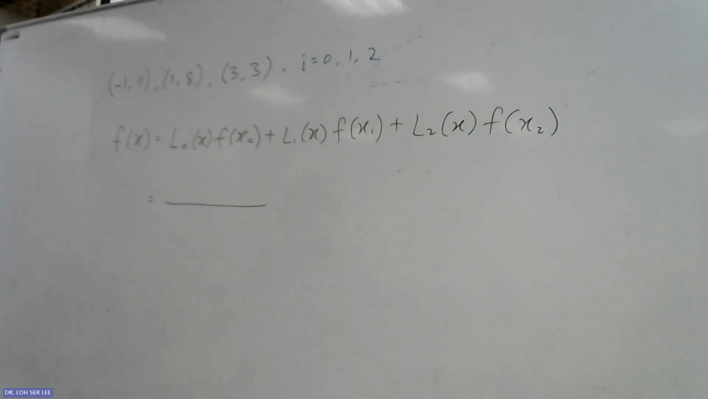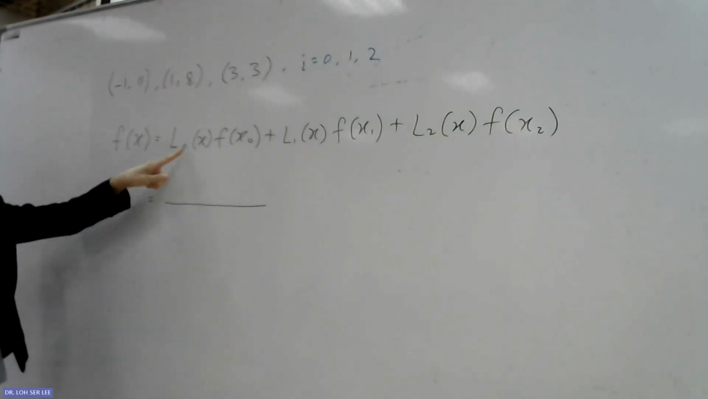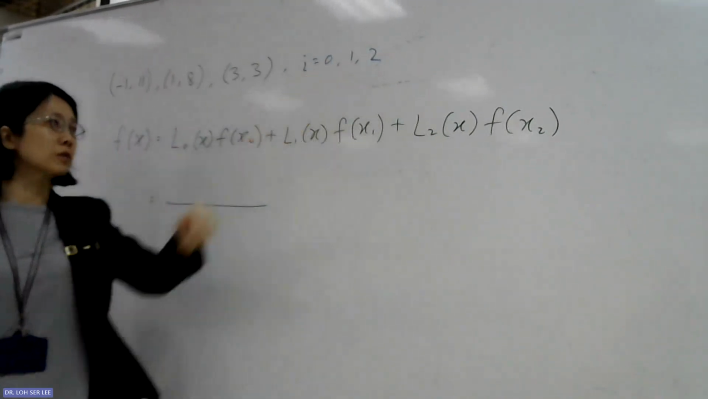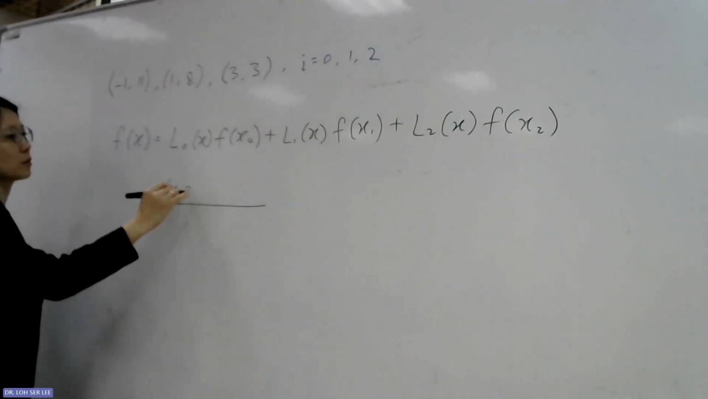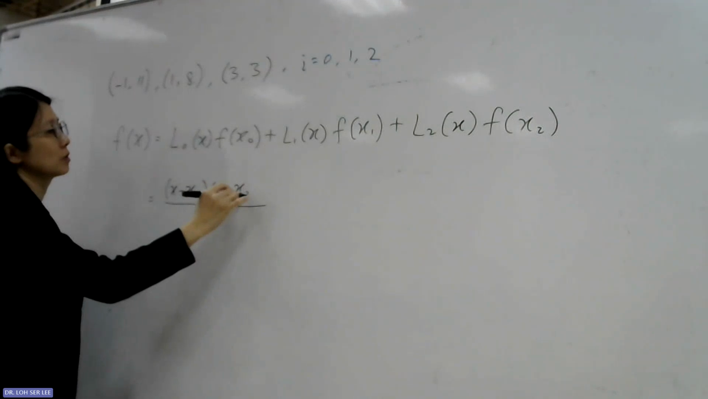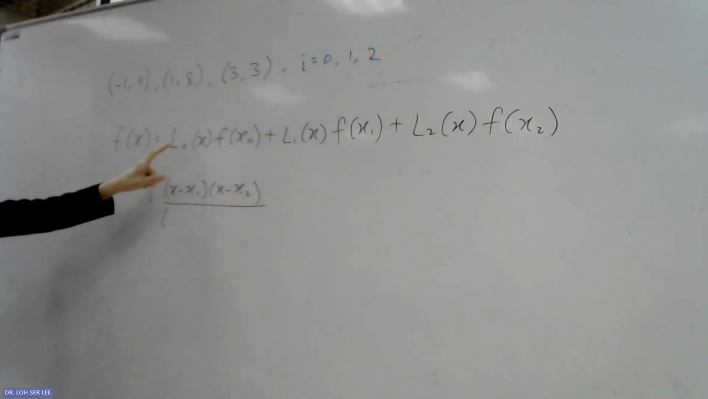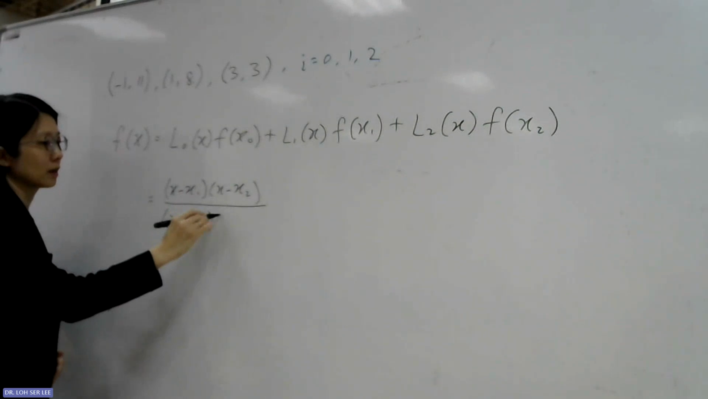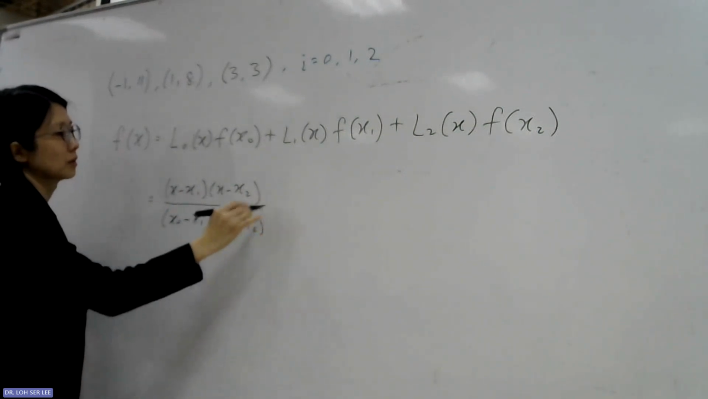Okay, done? Not yet. Wait. Okay, i is 0. So j is 1, 2. So x minus x1, x minus x2. i is 0, so this is x0 minus x0, x0 minus x1, x0 minus x2.